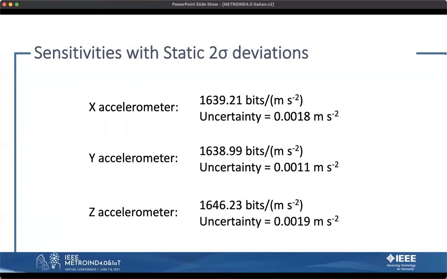What we can do next is take these sensitivities that I just reported for the X, Y, and Z accelerometers, reported here in bits per meter per second squared, and combine them with the uncertainties that we measured for the static situation, where we had the accelerometers sitting on a tabletop. And these are the values that we have here.